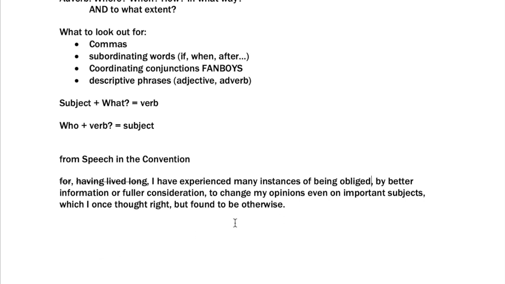So I have experienced many instances of being obliged. So we're looking for what feels like a sentence, and I hope that it feels that way to you as well. And I'm just going to take this and go, okay, if it feels like a sentence, where's my subject? Where's my verb? Well, usually it's easier to find the verb first. So let's talk about verb.